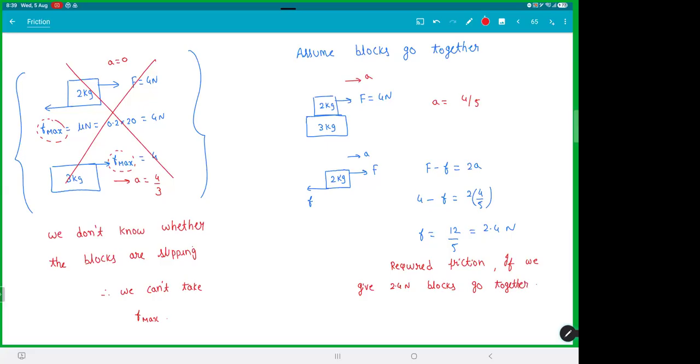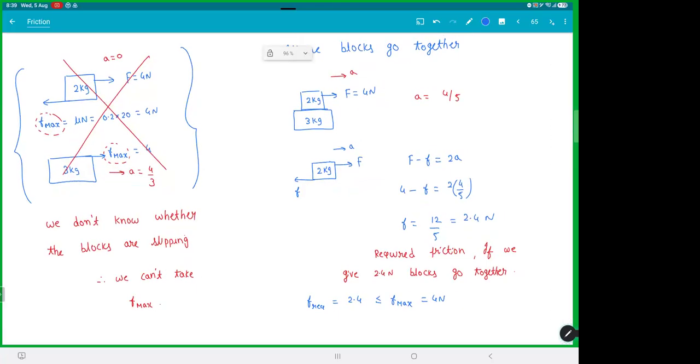Great. What is F max? We know this F requirement, which is 2.4, is less than F max because maximum is 4 newtons. So my assumption is right. You're asking for 2.4 and I can give you 4 newtons. Therefore, the assumption is right. What was my assumption? They're going together. That's it. Question gets over here. So the answer is acceleration is 4/5. And what is the friction between them? 2.4 newtons. It is not 4 newtons.